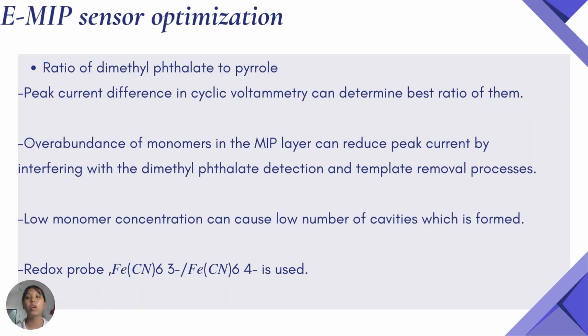EMIP sensor optimization, ratio of dimethyl phthalate and pyrrole. The parameter that can identify the ideal template and monomer ratio is the peak current difference. An overabundance of monomers in the EMIP layer can reduce peak current by interfering with DMP detection and its removal process. EMIP does not bind well at low monomer concentration because it leads to the formation of MIP with low DMP attachment. A redox probe solution like potassium ferrocyanide must be used.